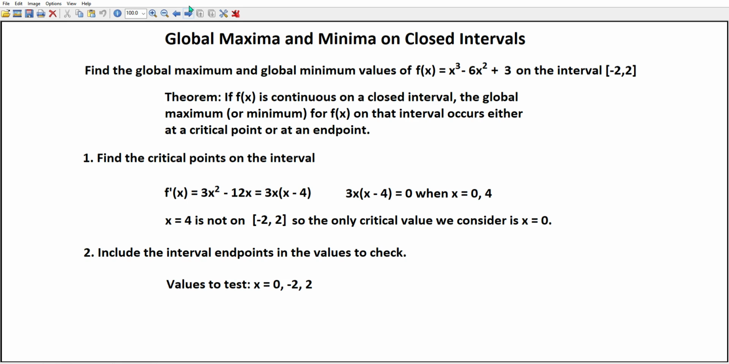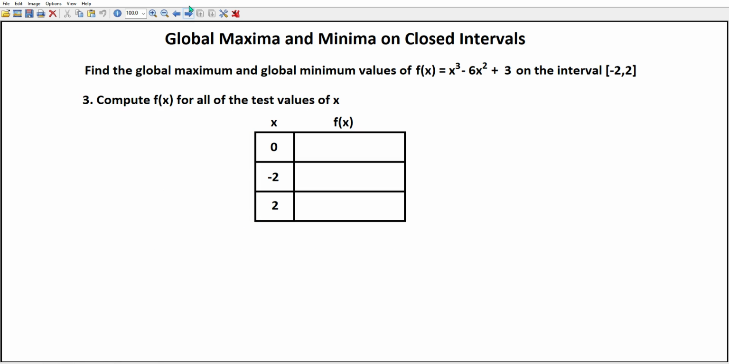Next, we include the endpoints of the interval, and that leaves us with 0, minus 2, and 2 as x values to check, and we check them in the function f of x. So we compute the values of f of x at these values. At 0, we get 3. At minus 2, we get minus 20. And at 2, we get minus 4.